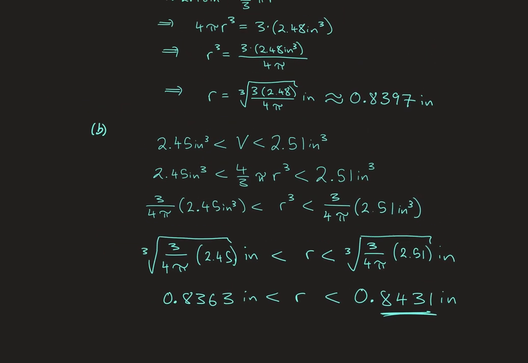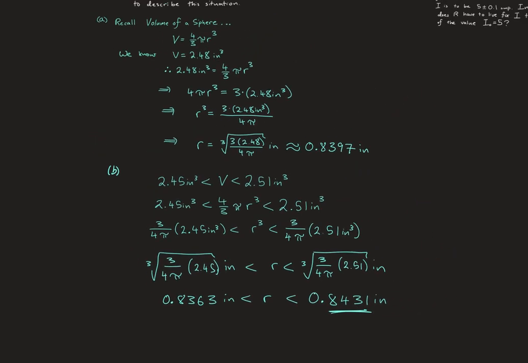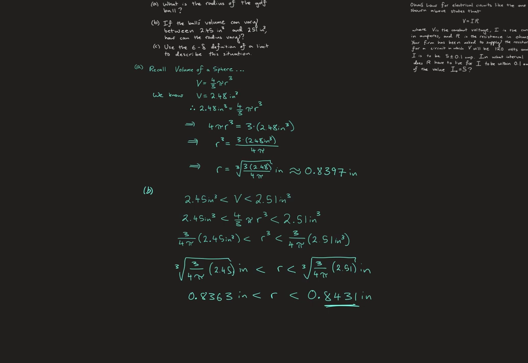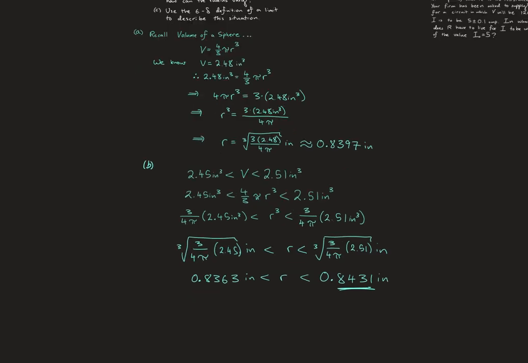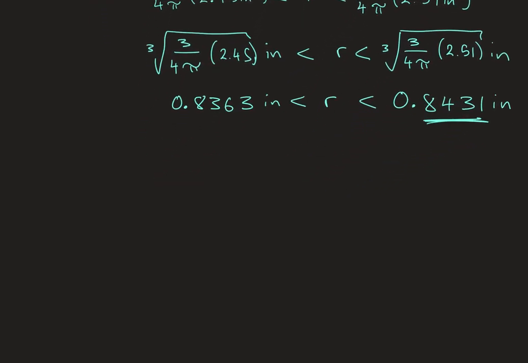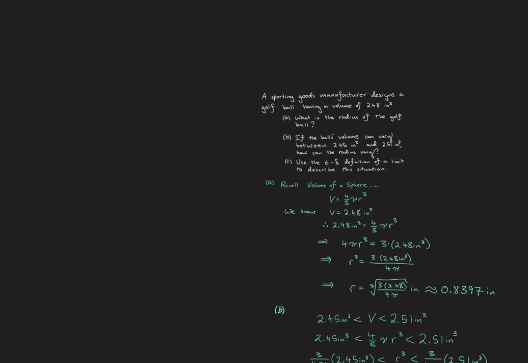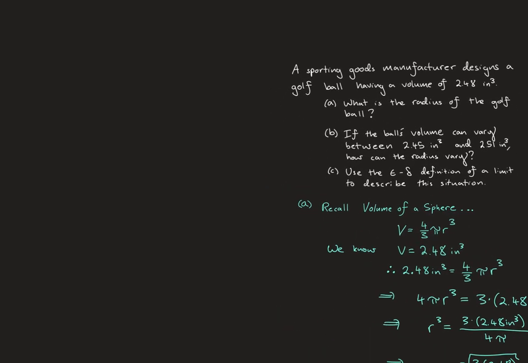But how do we interpret this in terms of an epsilon delta definition of the limit? I think we can even make a graph here. Use the epsilon definition of a limit to describe the situation. Here's what's going on. There are a few things that are happening. If we were talking about epsilon delta definitions, let's go down here. Maybe I can go up here so I can see the question. Yeah, that's better.